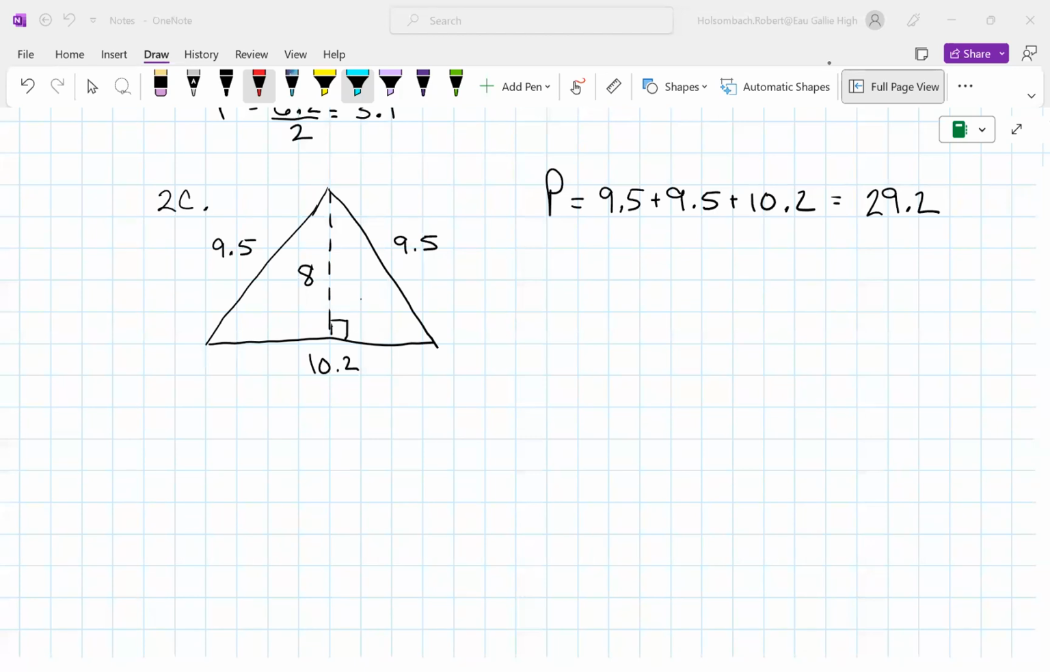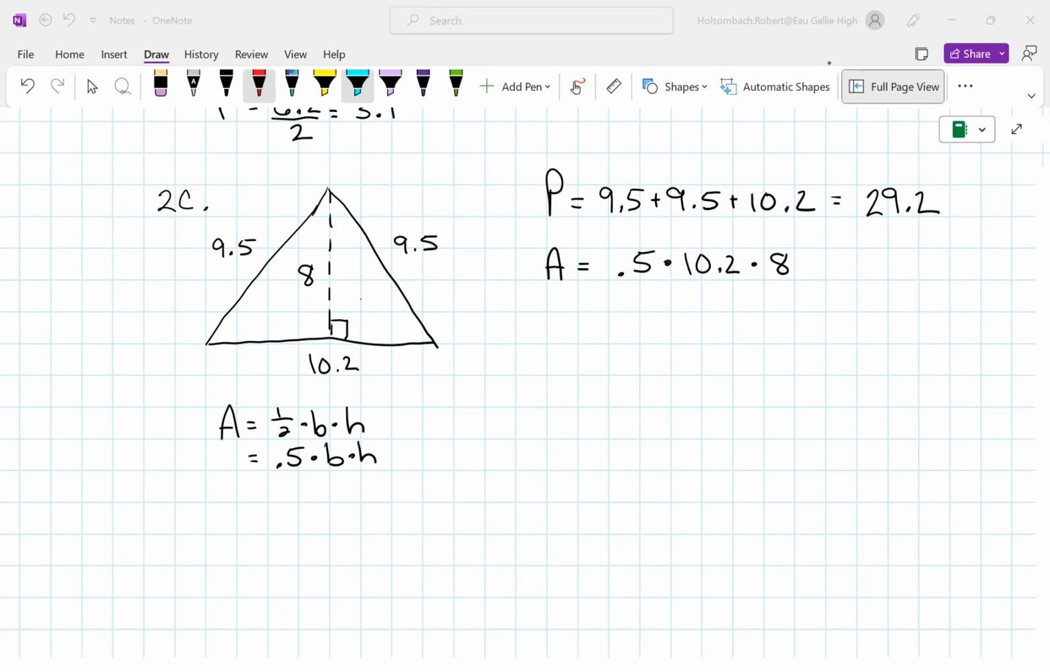All right, so we added 3 sides together. We got 29.2 for the perimeter. Our area is equal to, we said earlier, area equals 1/2 times the base times the height. Some people like to use 0.5 times base times height. They both mean the same thing. It's just whatever you choose to use in your calculator. So for our area, we go 0.5 times the base, which is 10.2, times the height, which is 8.